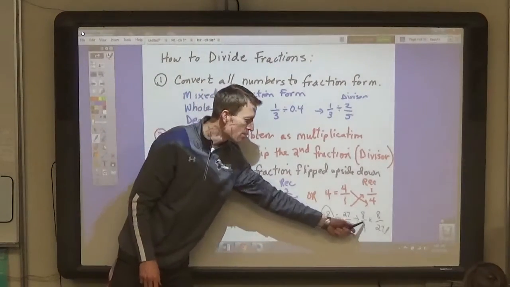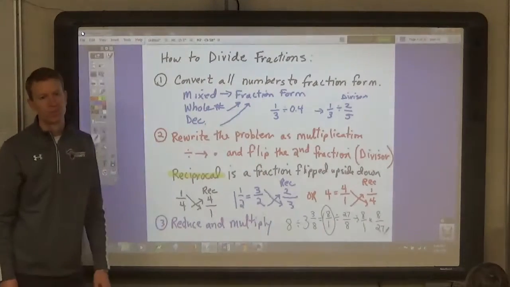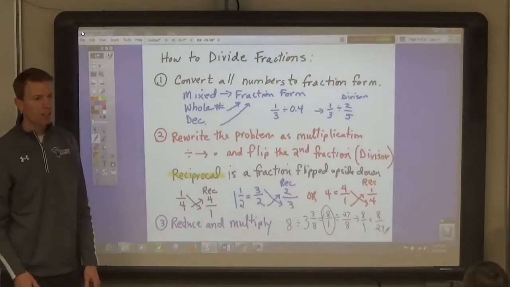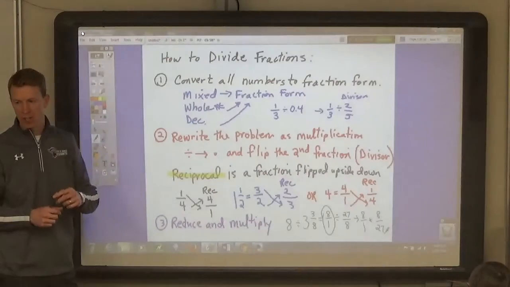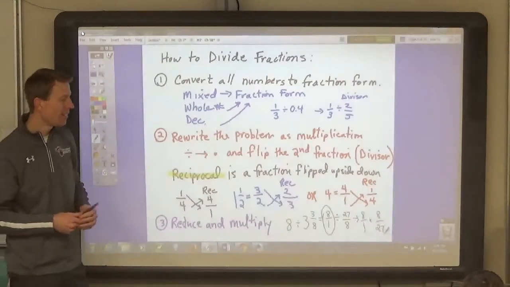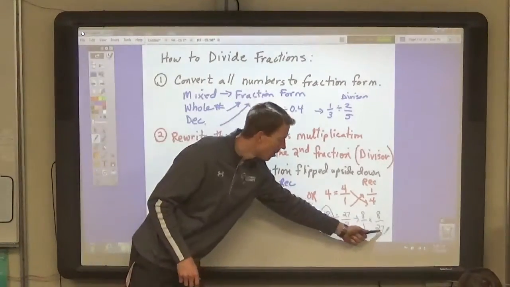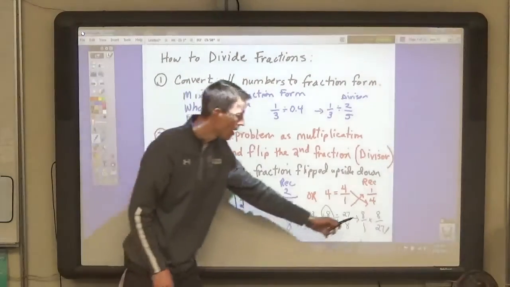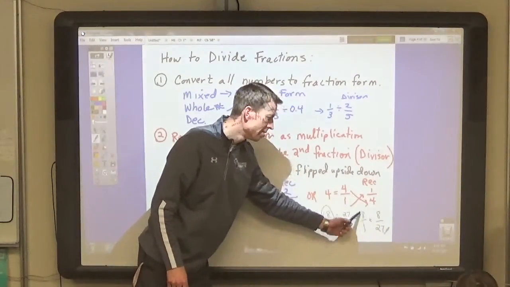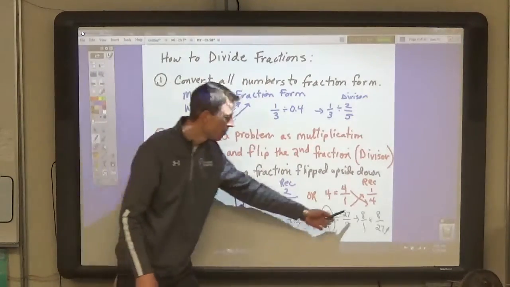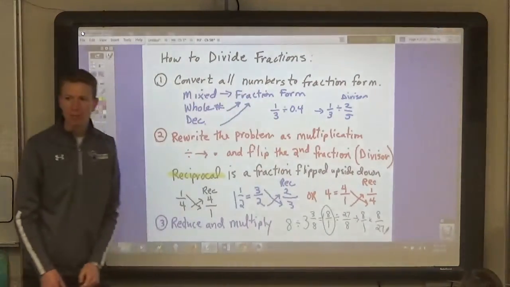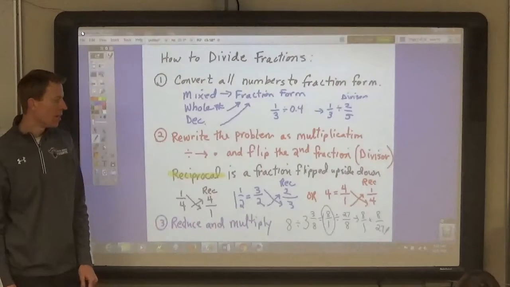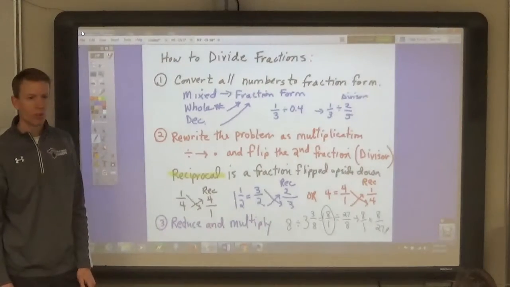Not until it's written as multiplication. You can't factor out until it's written as multiplication. So in this case, you can't factor anything, because there are no common factors with 8 and 27. And there are no common factors with 8 and 1. We can't reduce that anymore. So we have to do 8 times 8, which is 64, and 27 times 1, which is 27.